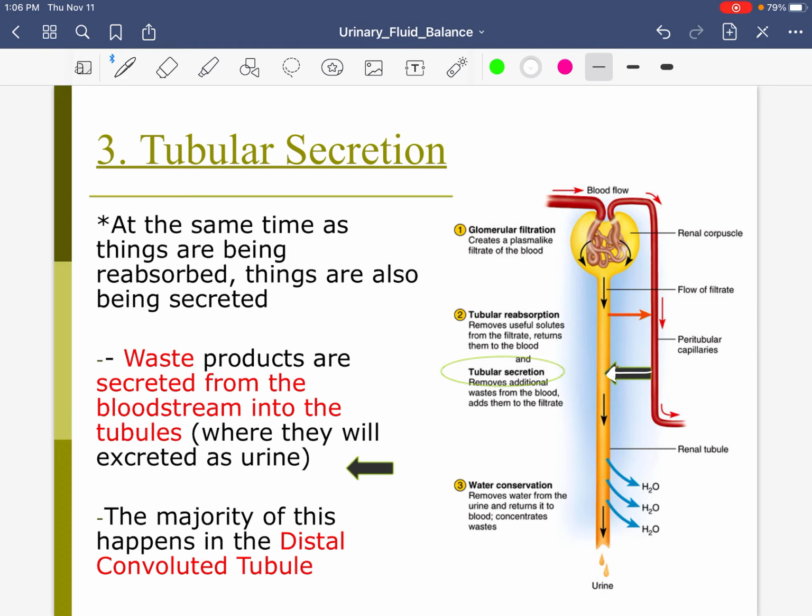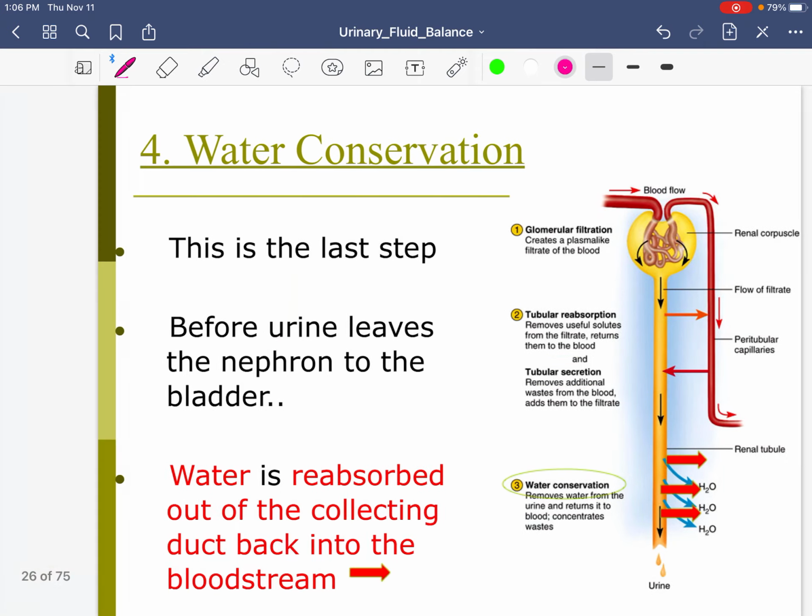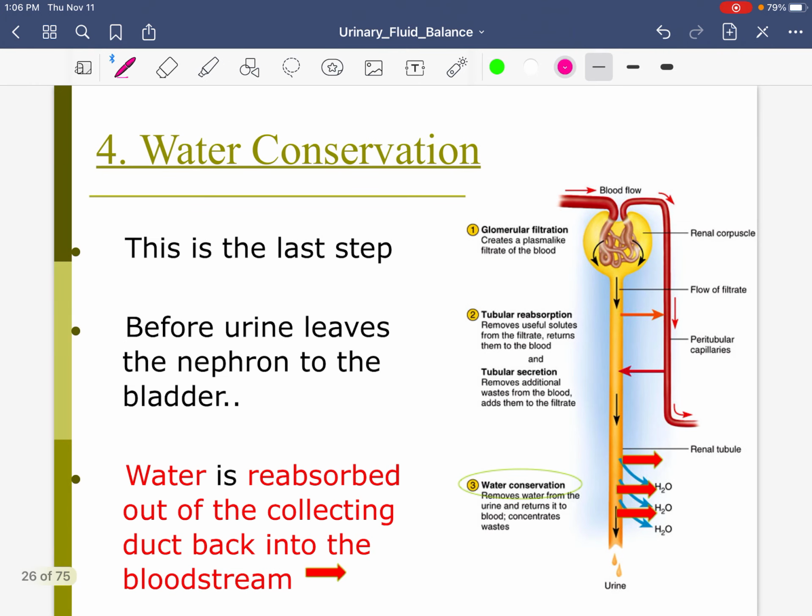On the other hand, secretion is movement of waste particles into the tubules. Because in the tubules, this is where we're going to eventually release this as urine. Most of this is happening in the distal convoluted tubule. There's some happening earlier, but the majority happens in the distal convoluted tubule.